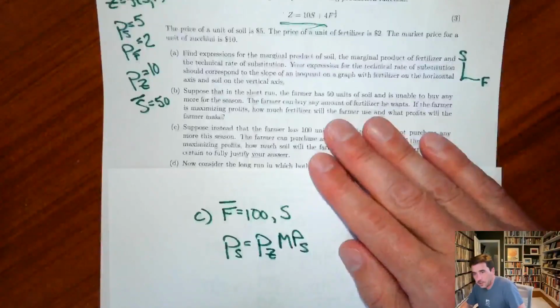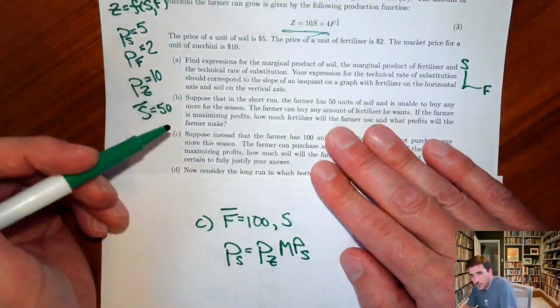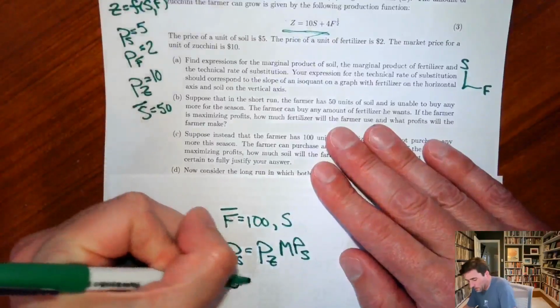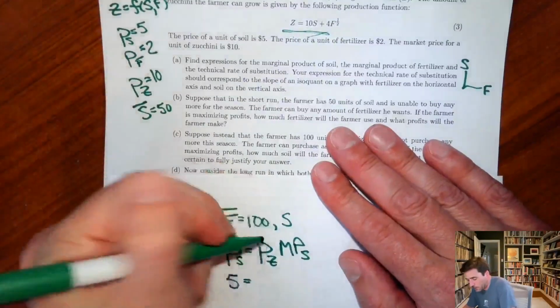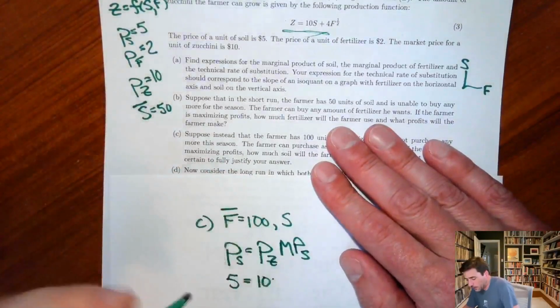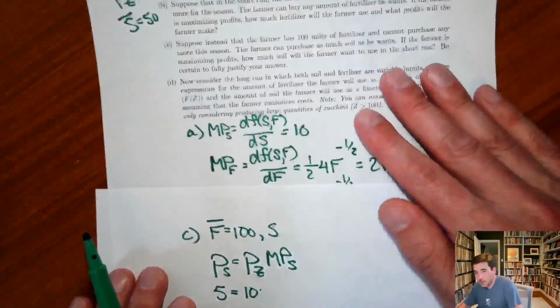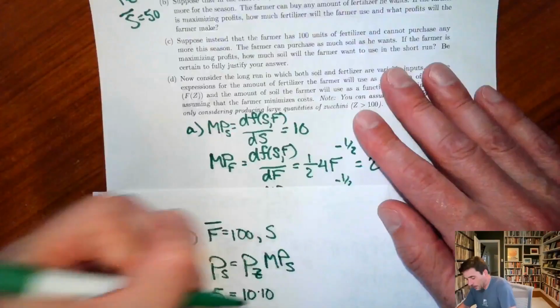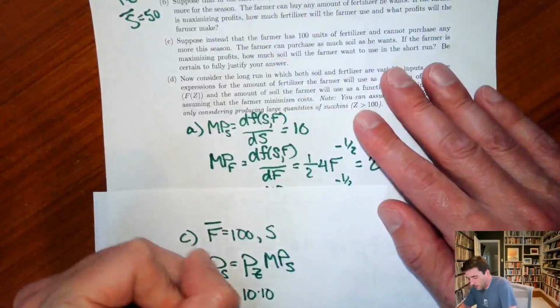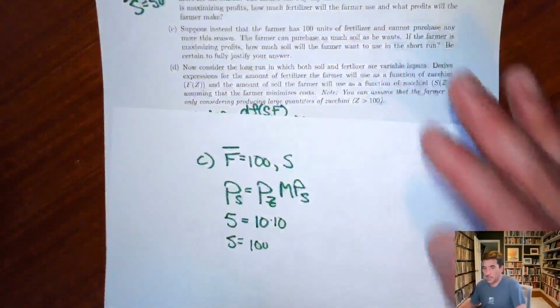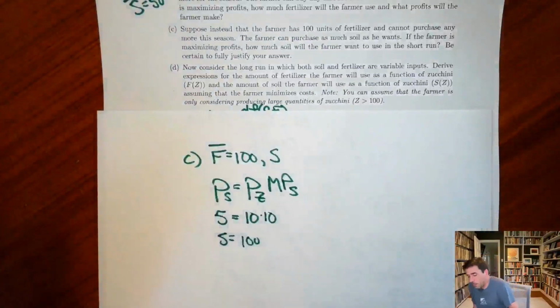So if we go back to our little set of notes over here, price of soil is 5, price of zucchini was 10, right? Marginal product of soil, if we go back to part A, was 10. And what we've got is 5 is equal to 100, which is obviously not true, okay? But what does that mean?